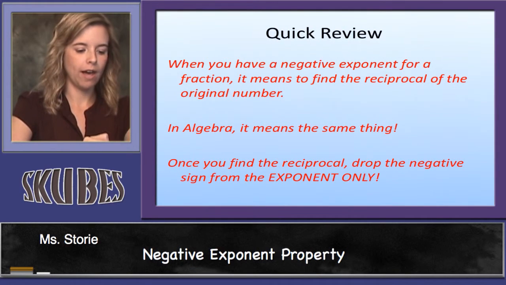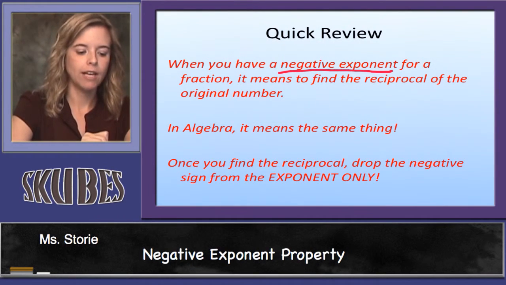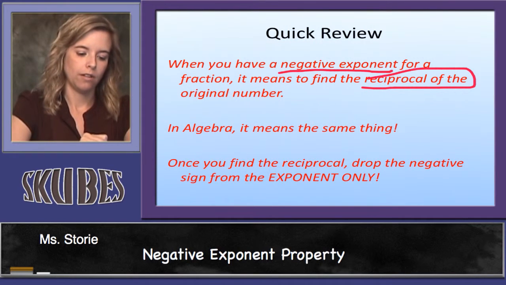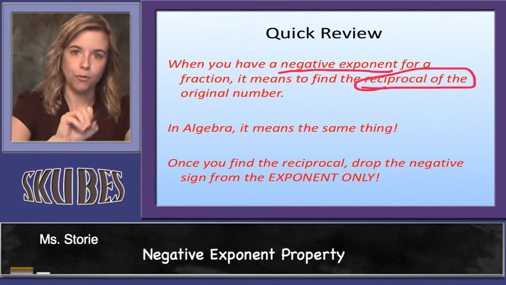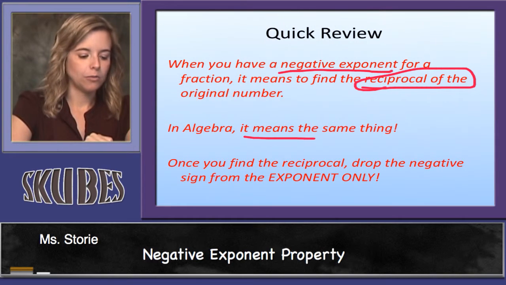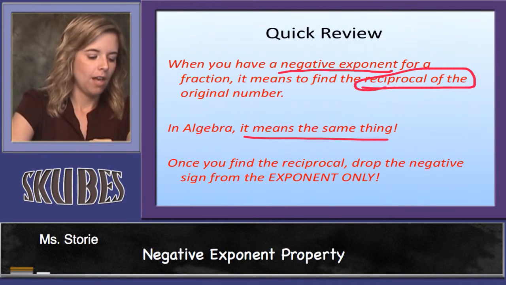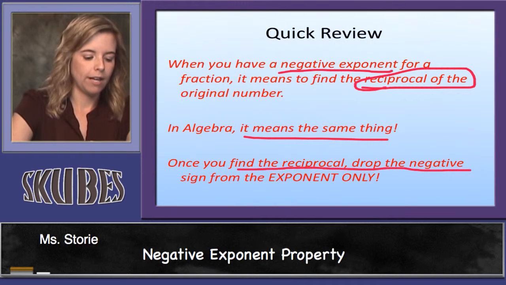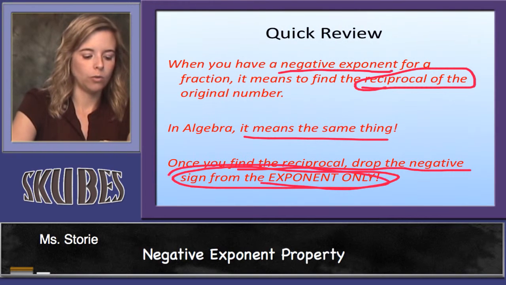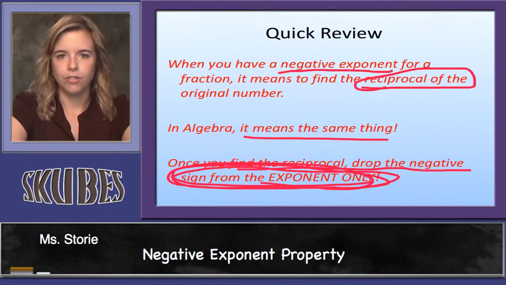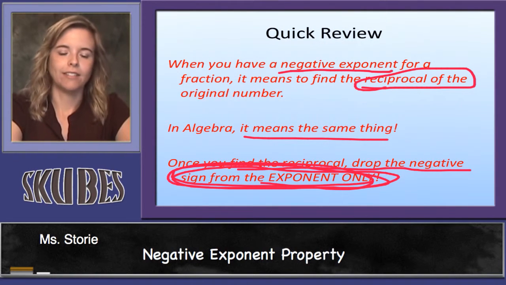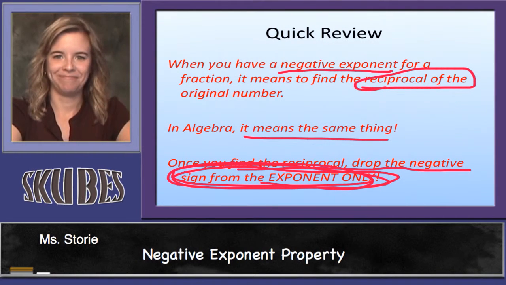Just as a quick review, when you have a negative exponent for a fraction, it means you find the reciprocal of the original number, which means you flip the fraction upside down. In algebra, you do the exact same thing. Who cares? There's a variable involved. You still flip it upside down. And once you find the reciprocal, you drop the negative sign from the exponent only. That's the only negative that should disappear. And that's it for our lesson on negative exponent properties.